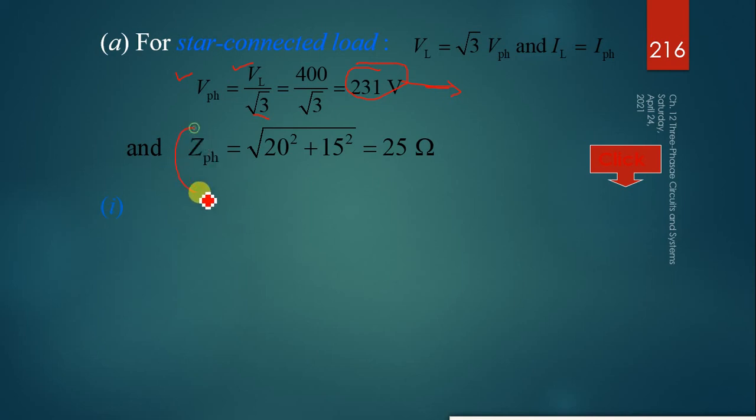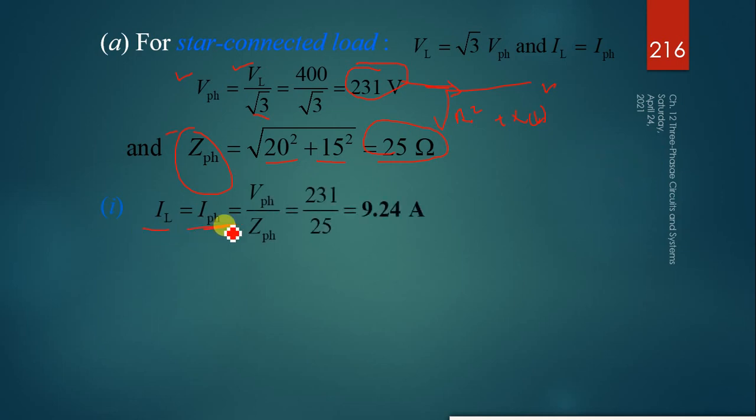Similarly, Z phase is under root of 20 square plus 15 square, that is R square plus XL square under root. You will get 25 ohms, right? So we got V and Z. Now we will find the line current. I phase is equal to V phase by Z phase, which is 231 divided by 25, almost 9.24 amperes.